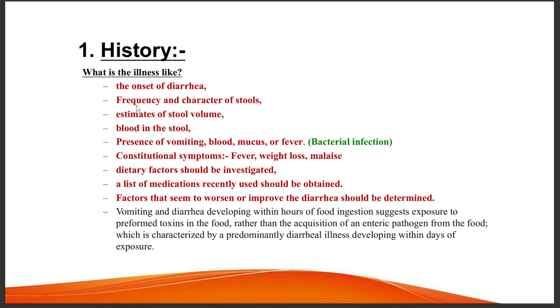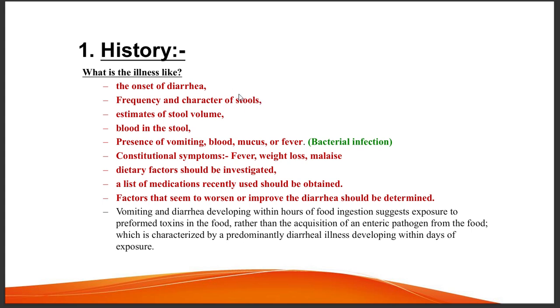The frequency of the diarrhea is also very important. How many times is this person going to the toilet? And the character of the stool. Is it bloody? Is it watery? In cholera, the diarrhea is described as rice water. Rice water looks watery, but like the water from washing rice, it looks whitish, not just clear. Okay, so it's important to understand the character of the stool.